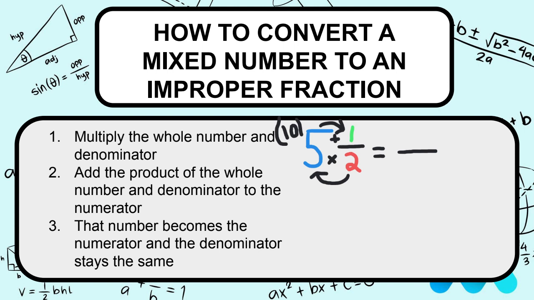Now, on to step number 2. Step number 2, you're going to add the product of the whole number and the denominator, which is 10, to the numerator. All right, so in this case, pretty straightforward, right? You're going to add 10 plus 1, and you're going to get 11, and I'm going to bring that into the answer. And then step number 3 down here, that number becomes the numerator.